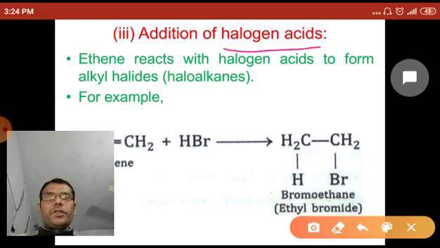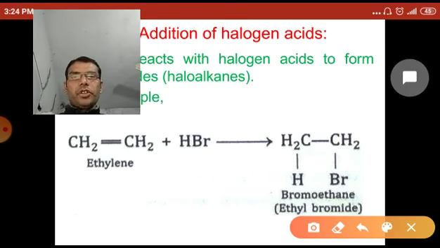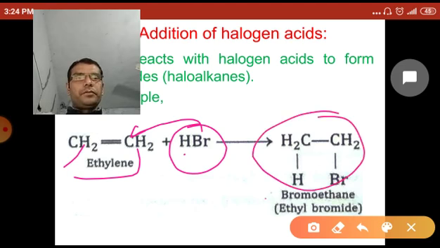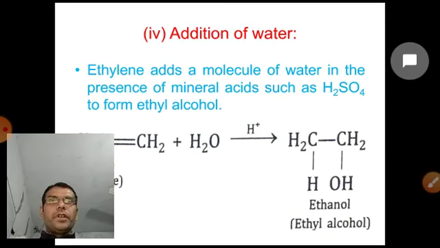Now next, addition of halogen acid. Ethene reacts with halogen acid to form alkyl halide or haloalkane. Let's see the reaction. Ethene or ethylene double bond reacts with the halogen acid HBr to form bromoethane. Hydrogen combines with one carbon and bromine combines with the other carbon to form bromoethane or ethyl bromide. So this is also a type of addition reaction. Now the fourth type of addition reaction is addition of water.